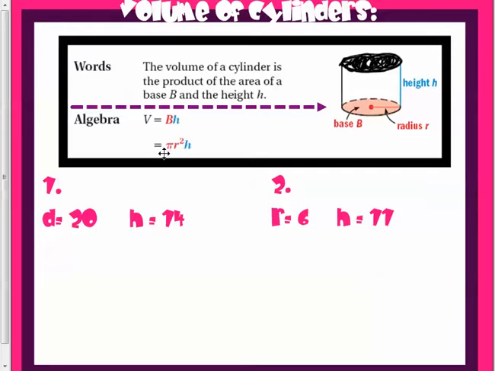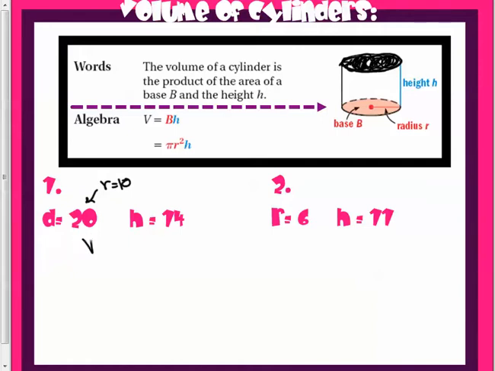Okay, so to find the area of a circle, we take pi times the radius and we square it. Remember, the radius is half of the diameter, which stretches from one end to the center. Okay, so we're going to take that times our height. So if we have diameter, we have to find radius, which would be, in this case, 10. The height is 14. So we're going to plug it in the formula.